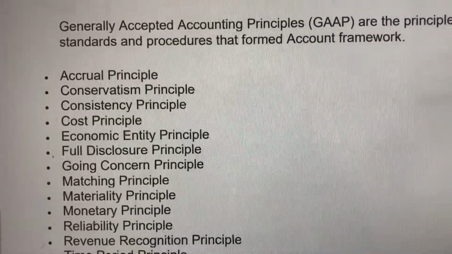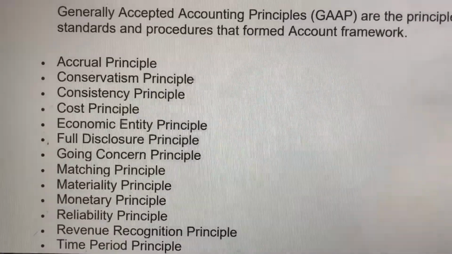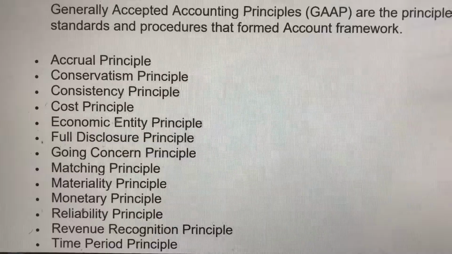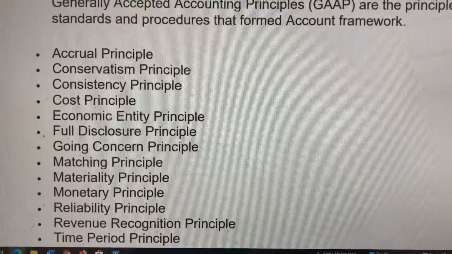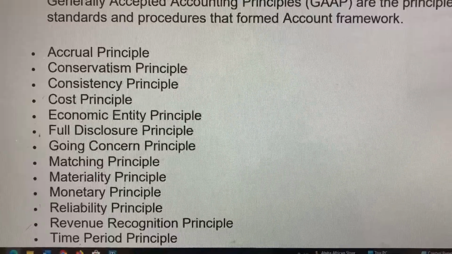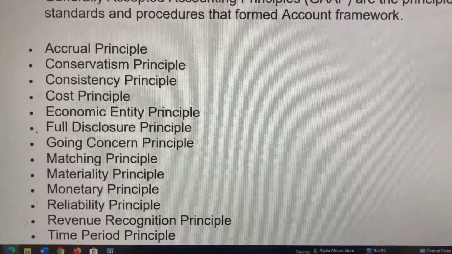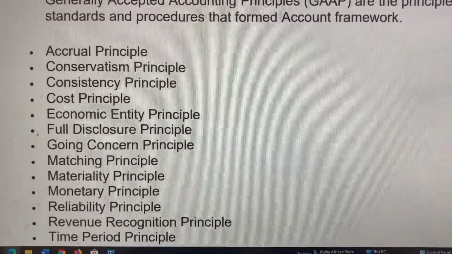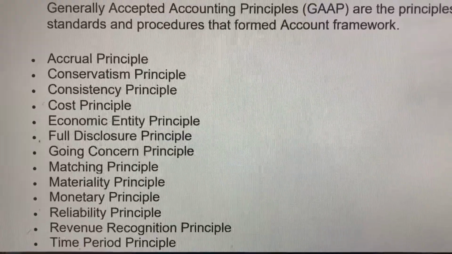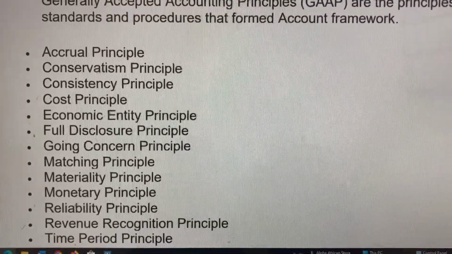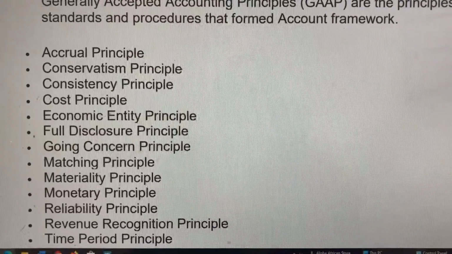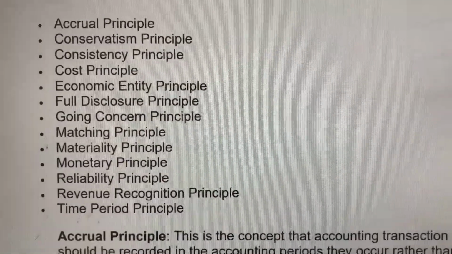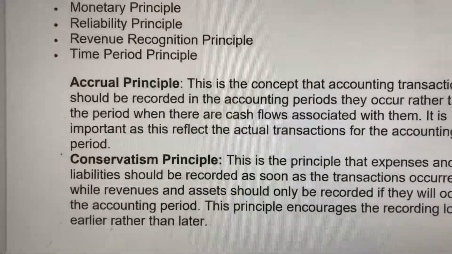So the accrual principle, the conservatism principle, consistency principle, the cost principle, the economic entity principle, full disclosure principle, going concern principle, the matching principle, materiality principle, the monetary principle, reliability principle, revenue principle, and the time period principle. Let's explain each of these principles to make it clear to us.